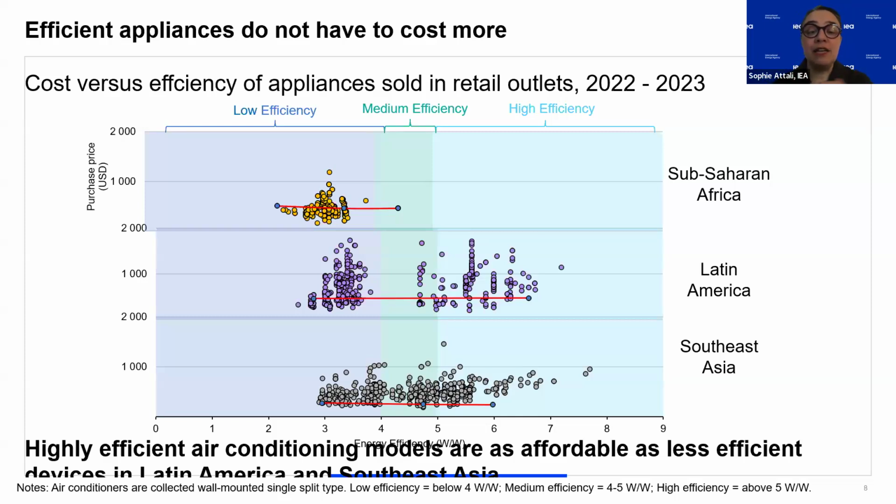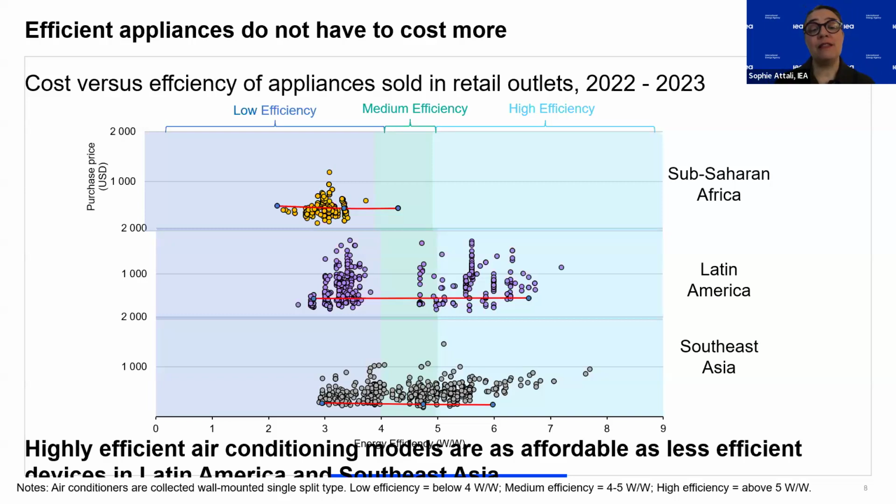On the left it's low efficiency, in the middle medium efficiency, and on the right high efficiency. We can see with this red line that for the same level of price, we have different levels of efficiency. This means that efficient products are not necessarily more expensive than non-efficient products, because the prices of products on the market depend on many functionalities and things other than efficiency. Of course, the markets are different. There are a lot of products offered on the Southeast Asia market, which is probably more mature than the other two, but the trend is exactly the same: energy efficiency does not necessarily cost more.